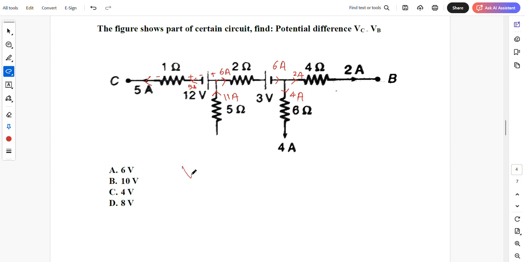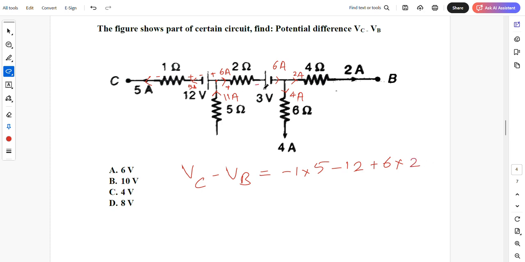Now we'll move from C to B. VC minus VB is equal to, if I move from here C to B, minus of, why minus? Because current is entering from here and current is leaving here. Minus of 1 into 5. If I move further, what I'm getting? Minus of 12, right? And if I move further, this is plus, this is minus. Why? Because current is entering. Plus 6 into 2, plus of 6 into 2 comes here.